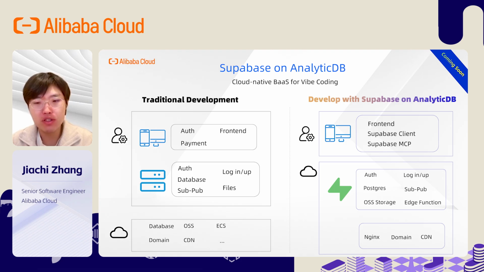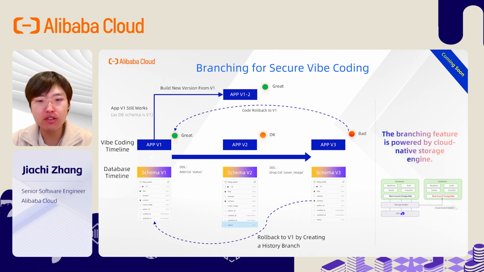Web coding boosts productivity. It also introduces data security concerns. To address the concerns, we will provide the database branching capability. Powered by our cloud-native storage engine, it allows developers to create isolated database branches for experimentation.